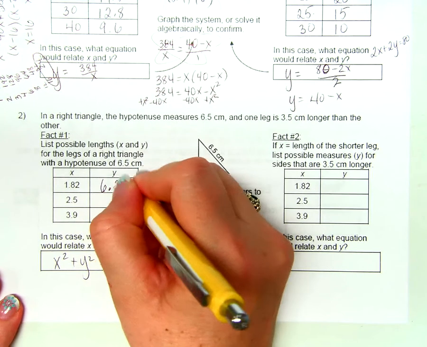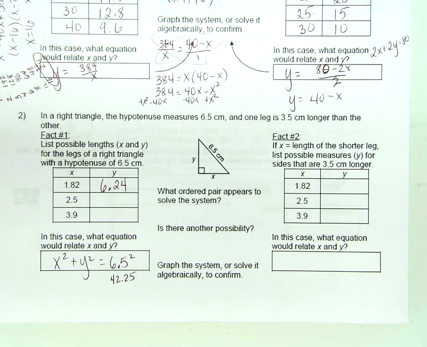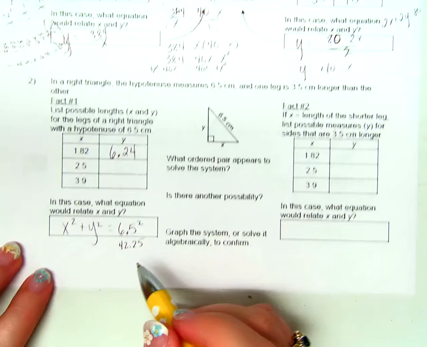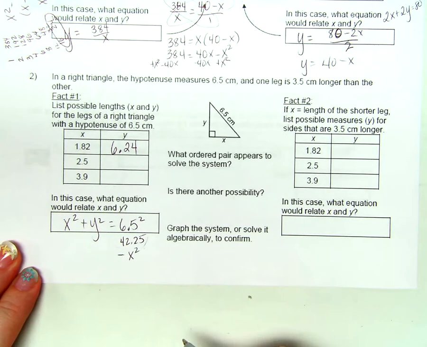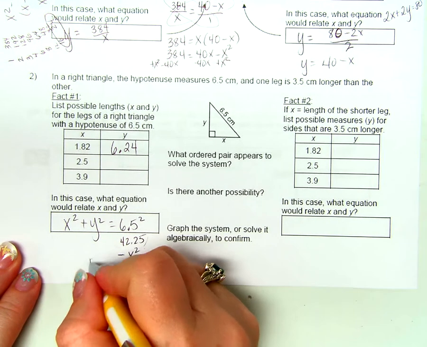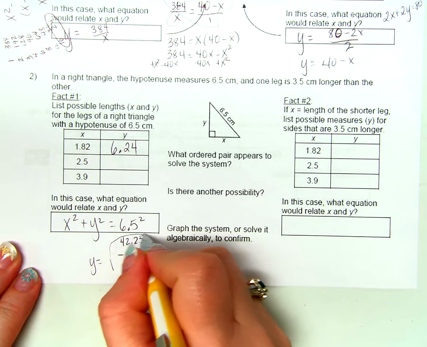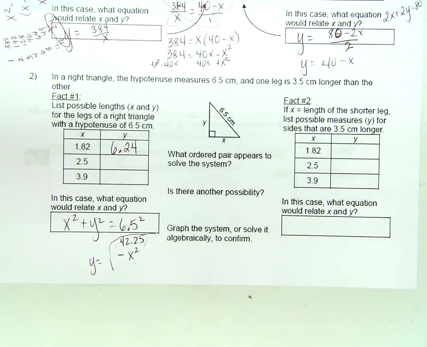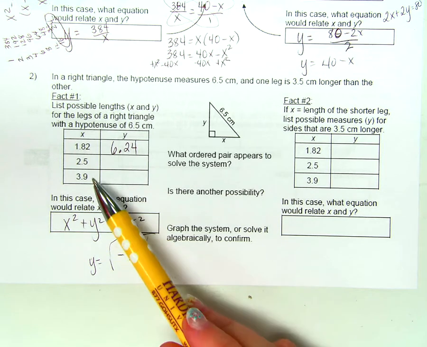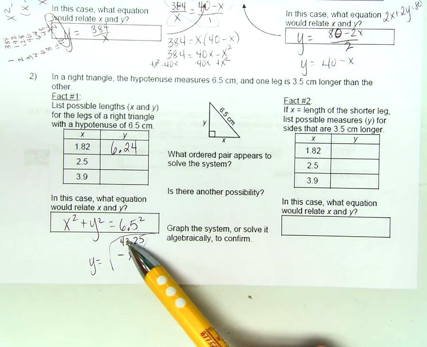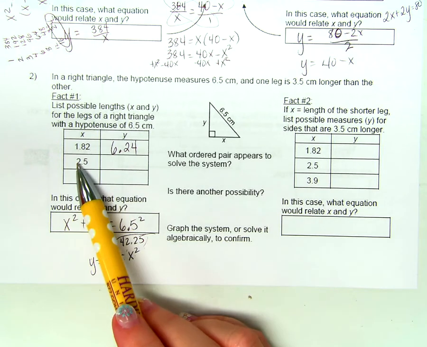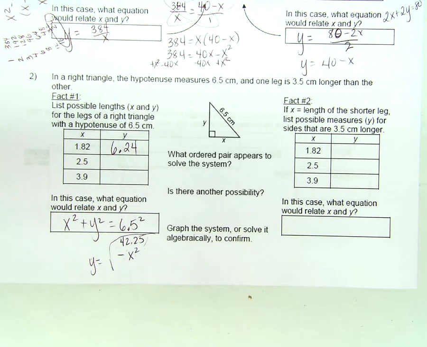Exactly? Nice, 6.24 exactly. So wait, what you told me was that we take this number and subtract the x squared value from it? And then to find y, I would have to take the square root of that, right? Okay. So is that a little faster to get your value? Okay, so what is the square root of 42.25 minus 2.5 squared?